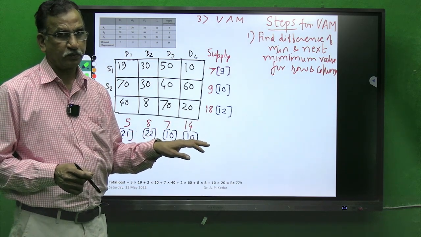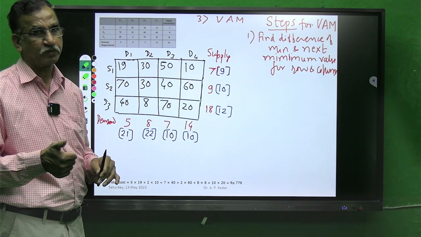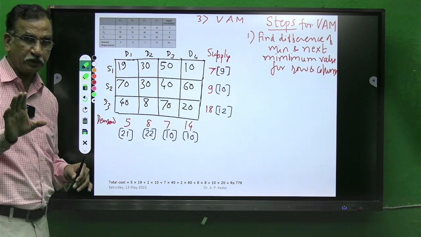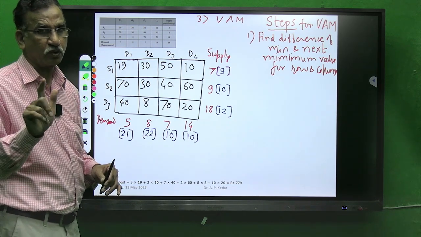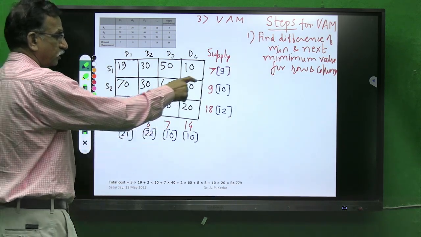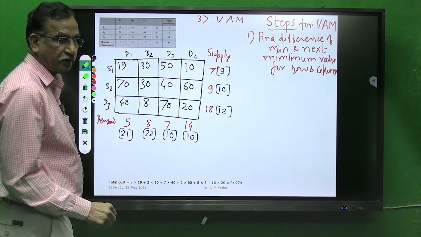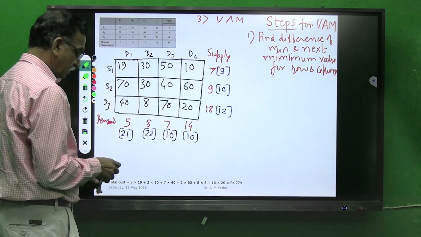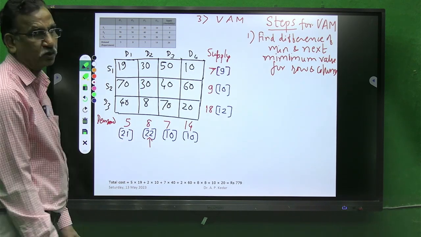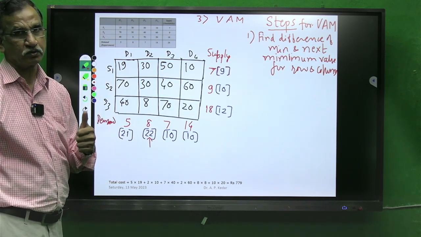So for the first set of differences for the rows and columns, identify which particular row or column is indicating the largest penalty. Got it? It is not only from row or column. Out of rows and columns, identify which is the largest penalty. So here 9, 10, 12, here 21, 22, 10, 10. So amongst these 7 values, the largest is 22. So I am marking it by an arrow, indicating this is the largest penalty for the first allocation.